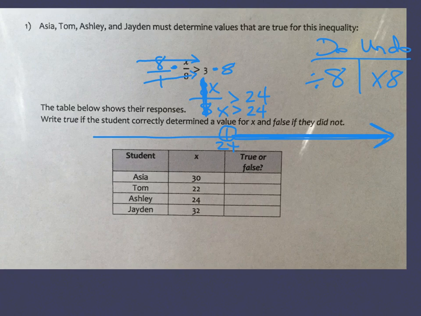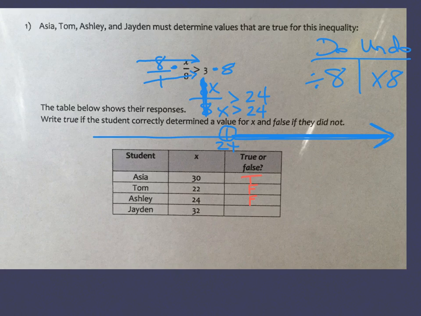So now let's take a look at their chart. Asia said x could be 30. Well, that's true because 30 is greater than 24. Tom said x could be 22. 22 is not greater than 24, so that's false. Ashley said x could be 24. But a moment ago we just said we're graphing with an open circle because 24 is not included. It must be greater than 24. So Ashley's answer is also false.